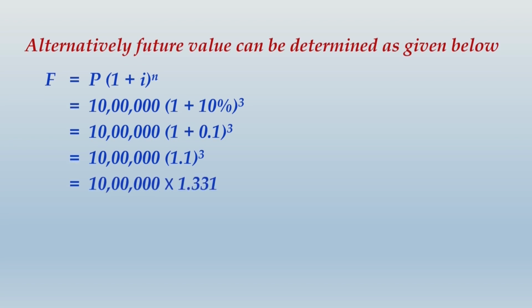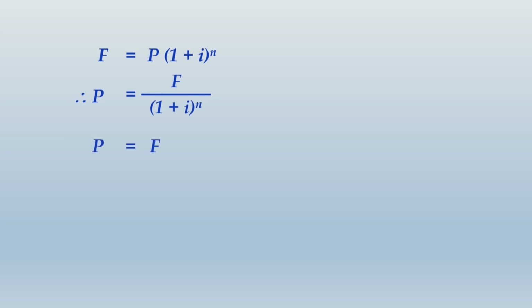When that multiplies to 10 lakhs, what you eventually get as future value is 13,31,000. Let us move ahead and continue writing further. So the formula that you have applied is F equals P into (1 plus I) raised to N. If I cross multiply, what do I get? P equals F divided by (1 plus I) raised to N. In other words, I can get P equals F into 1 upon (1 plus I) raised to N.